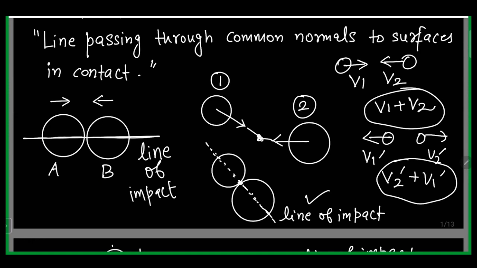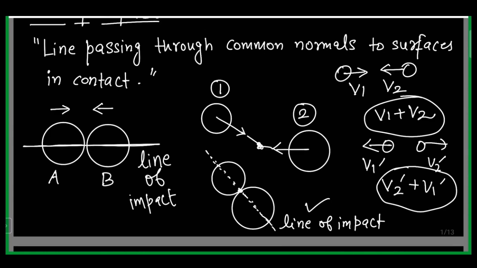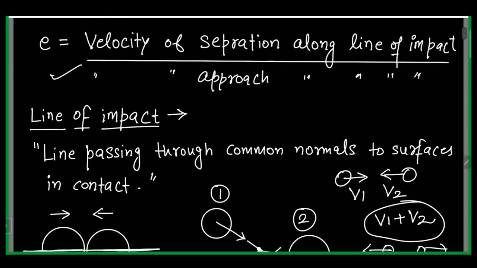So it is simply the ratio of how fast they are separating divided by how fast they were approaching each other. Initially they were approaching, so what was the speed of approach? And afterwards they are separating, so how fast are they separating? If you take their ratio, then it is known as the coefficient of restitution.